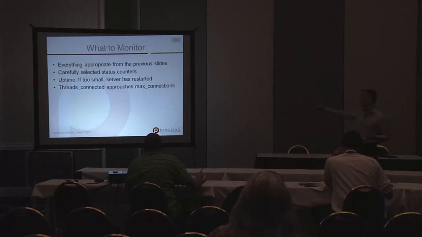Another one, though, that I really like is that you want to be alerted when threads connected is approaching max connections. That is an error condition that probably something has gone awry in your database, and you want to know that. Hey, I got 2,000 as my max connections, and I usually run around 100, but somehow we're up around 1,500. The web servers are going crazy, some bad code got pushed, whatever. That's an error condition I would want to know about and I could do something about.